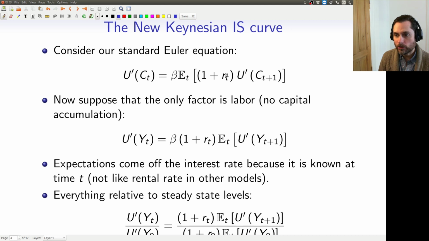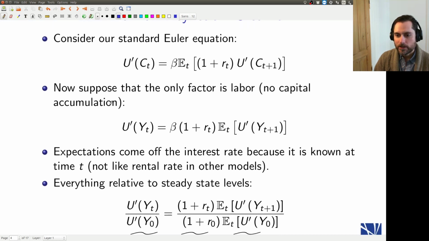Okay, so we're going to start with this equation, and then we're going to make a couple of small changes to it. That's going to make it easier for us to analyze in this model. So the first thing is we're going to assume that the only factor is labor. There's no capital accumulation in this model. So we're going to have in the back of our minds a representative agent. And since everyone is exactly the same, they all have the same amount of labor every day.